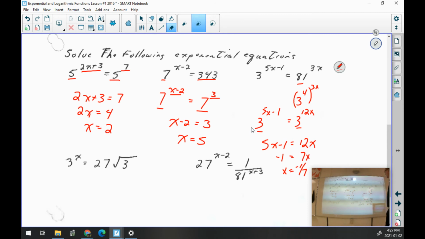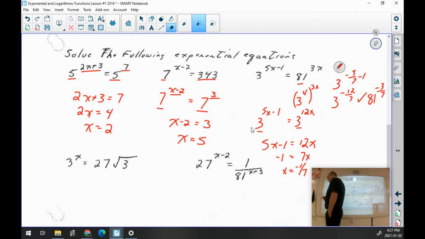Okay, so let's see what happens when we plug this in. We have 3 to the power of -5/7 minus 1, so that's 3 to the power of -12 over 7. And on this side, we have 81 to the power of -3 over 7. If you were to plug those into your calculator, you would find that they're equal to each other.